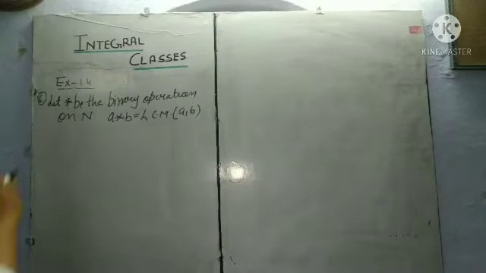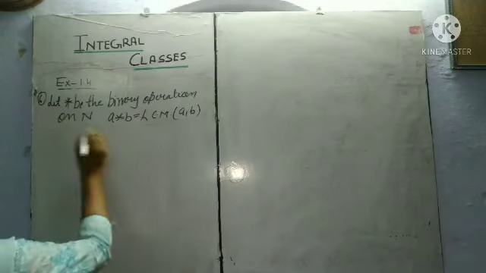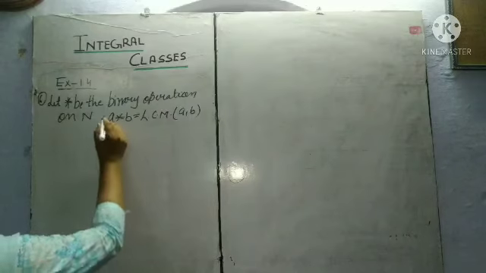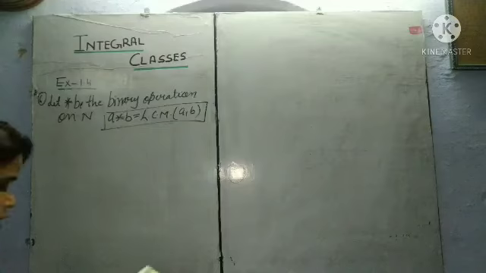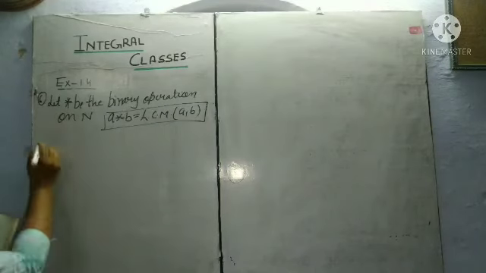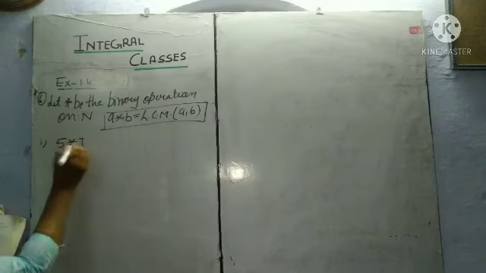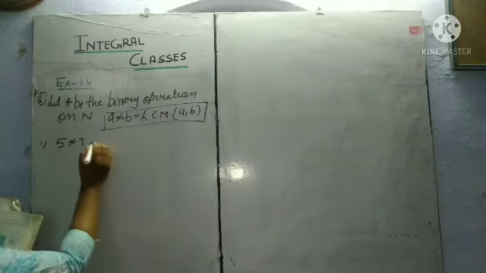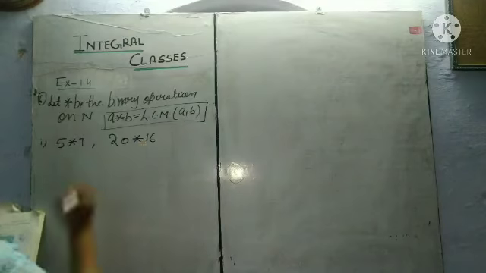Now student, the next question is question number 6. Let star be the binary operation defined as a star b is the LCM of a and b. Here four parts of this question are given. The first part is to find 5 star 7 and 20 star 16.